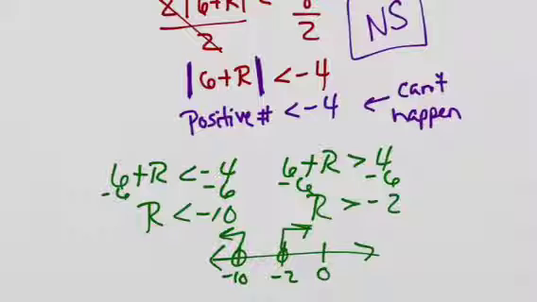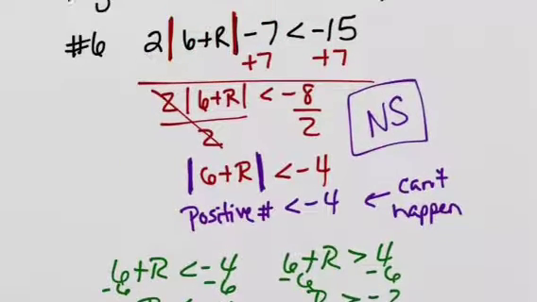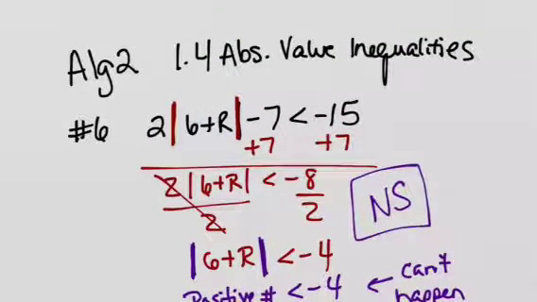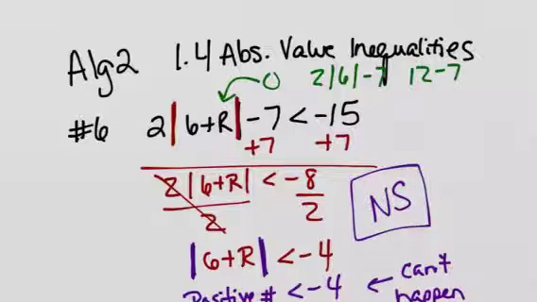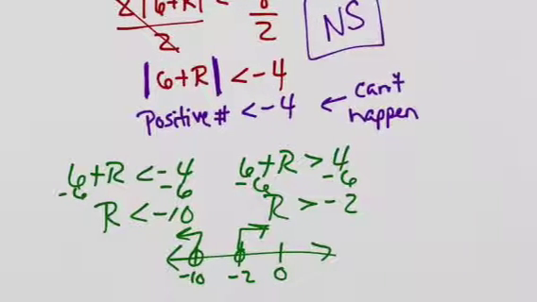0 is an answer that should work. Let's go up here and check the original problem and plug a 0 in for r. Okay, look what happens here. It ends up 2 times the absolute value of 6, minus 7. So that's 2 times 6 is 12, so I end up with 12 minus 7, which I end up with 5. And the statement says that 5 would then be less than negative 15. Well, that's not true. So obviously, this side of the equation does not work. R cannot be greater than negative 2 because 0 didn't work.